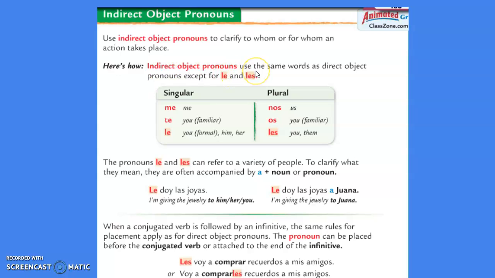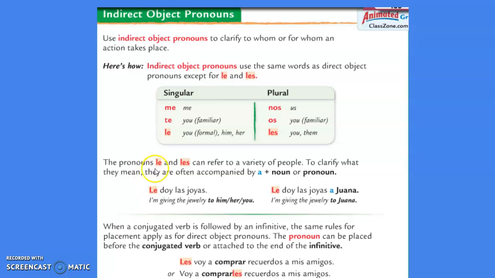These are indirect, okay? So we go me, te, le, nos, os, les. And sometimes this little le is a se in some sentences when you don't want to say le, la right together. But don't even think about that right now, okay? Just know that if you see a se somewhere, it is an indirect object pronoun.